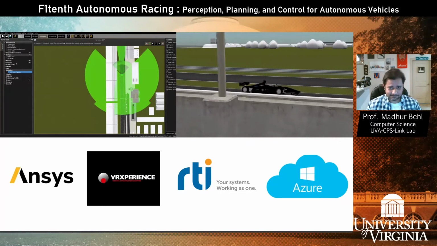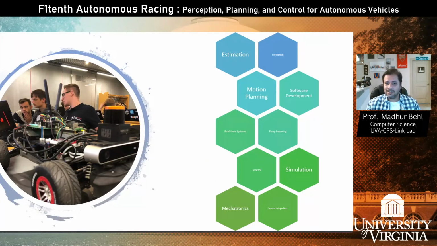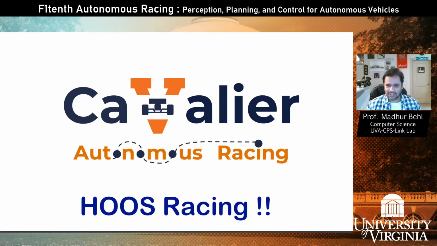Talking about skill sets, this is the idea of Cavalier Autonomous Racing: to bring together, essentially, an extension of the F1tenth community at UVA. I'm very excited about this student club. I hope more and more students can make time to be involved. At the end of the day, all we are asking for is your time. So do check it out.